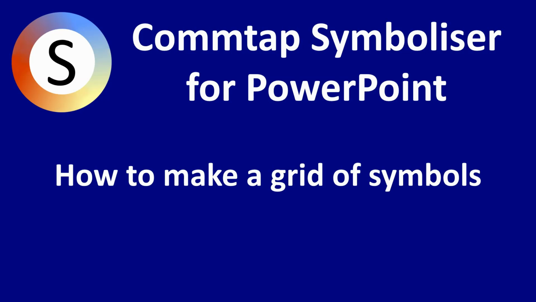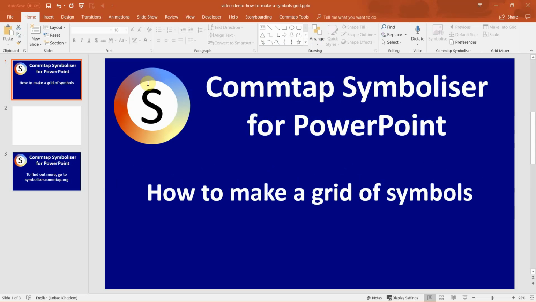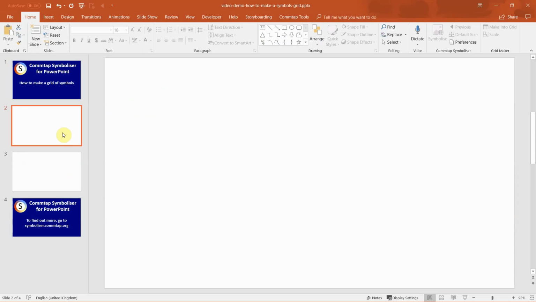In this video, I'm going to show you how to make a symbols grid using the Commtap Symboliser for PowerPoint. I'm going to start off by making a blank slide, so new slide, blank. I'm going to be making a grid with the text boxes above the pictures. So you can set where you want the picture to appear in relation to the text by clicking on Preferences in the Commtap Symboliser group on the ribbon.